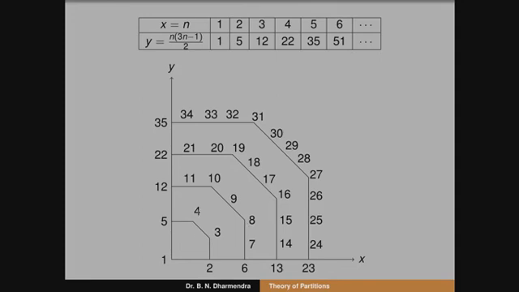Likewise the terms of each side are double the terms. So 1, 2, 3, 4, 5. Similarly for n equal to 4, that is 22, like this. n equal to 5, that is 35. Likewise we can observe the terms containing each of the pentagonal numbers.